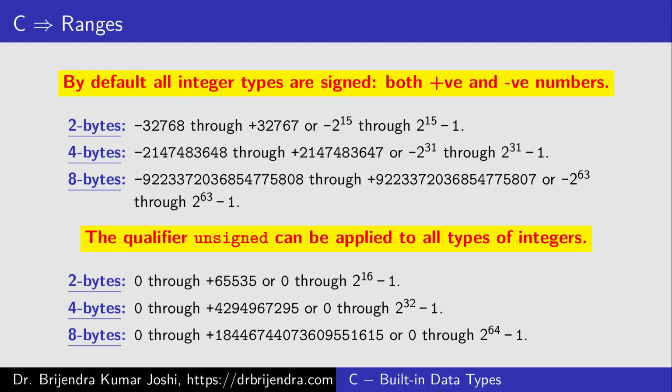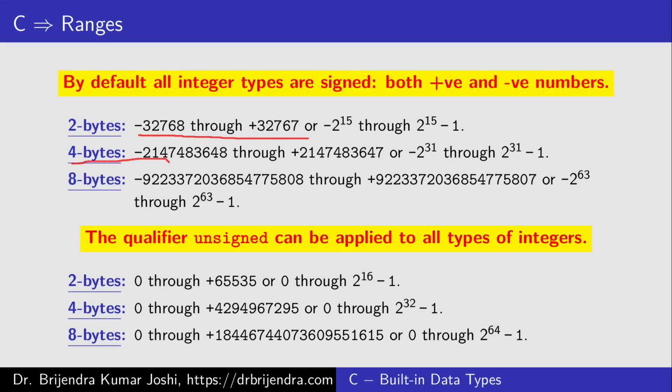What are the ranges? If an int or short or whatever data type you are choosing is of 2 bytes, you can represent minus 32,768 through plus 32,767, or minus 2 to the power 15 through 2 to the power 15 minus 1. These numbers you can represent in 2 bytes.